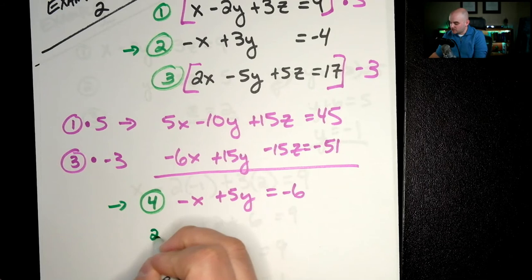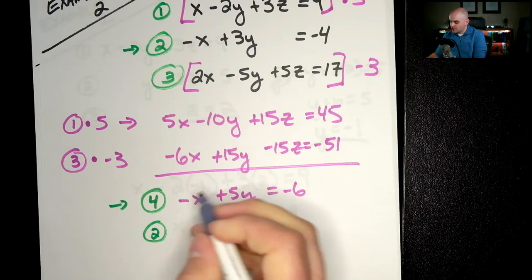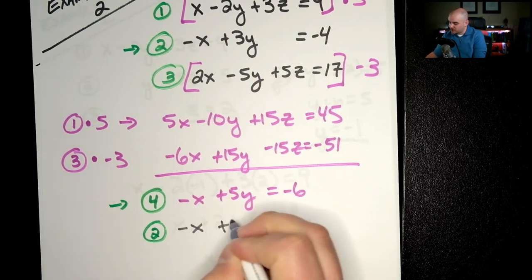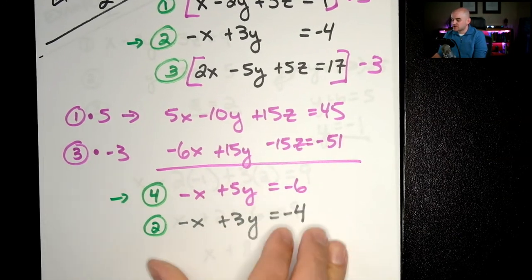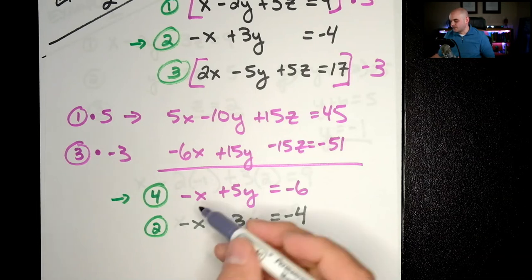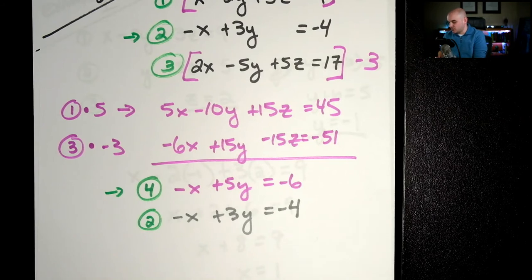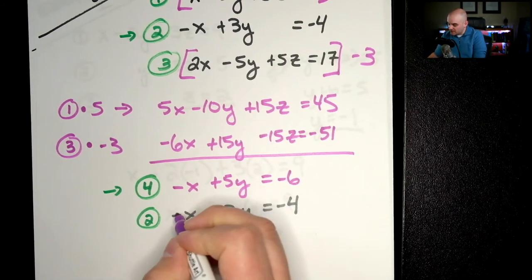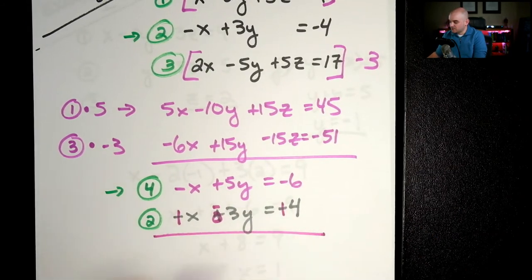So I'm going to write equation 2 right here next to equation 4. So equation 2 is negative x plus 3y equals negative 4. Notice this is just like what we had when we had systems of equations in two variables. So I'm going to pick one and eliminate. I'm going to use elimination here to solve for y. So I'm going to eliminate the x by multiplying this equation right here, equation 2, by negative 1. So when I multiply by negative 1, this becomes positive, this becomes negative, and that becomes positive.